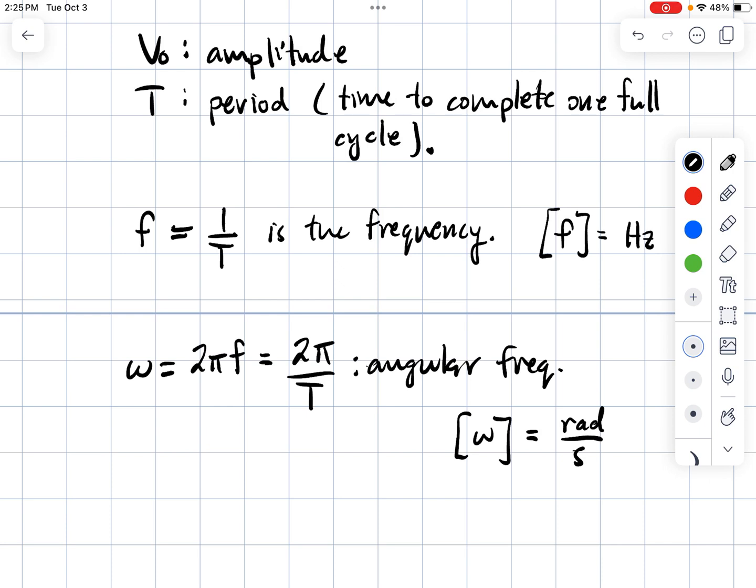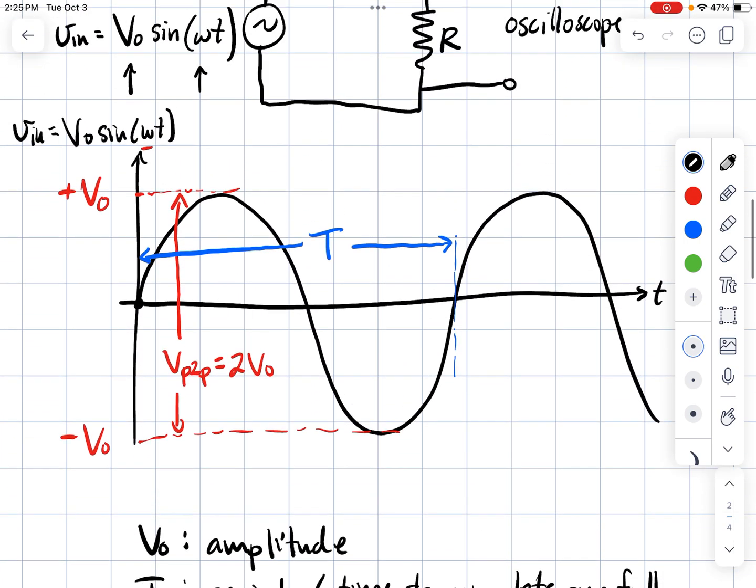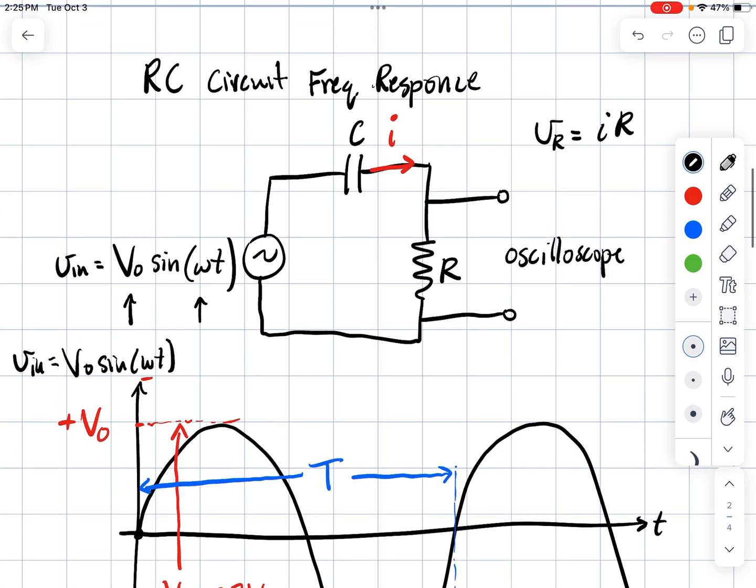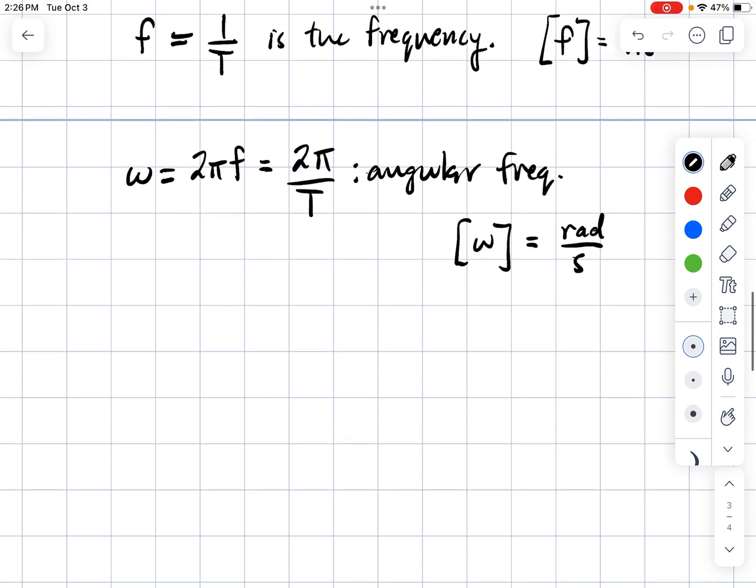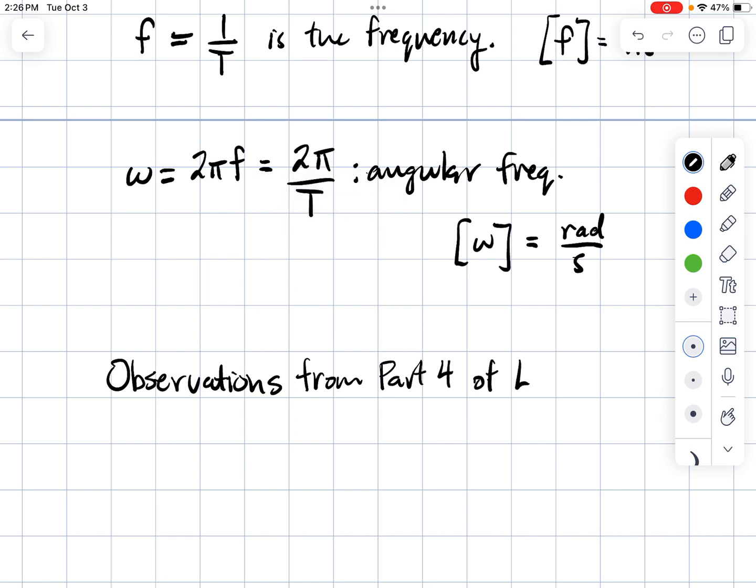Okay, I want to make a couple of observations from some of the things that you looked at in lab number 2. If you remember back to the final part of lab number 2, you actually built this exact circuit. You had a function generator in series with a capacitor and resistor. If I remember correctly, the resistor was something like 10 kilo ohms, the capacitor, I think, was a nanofarad, and the frequency was 16 kilohertz. Some observations that we might have made, observations from part 4 of lab 2.